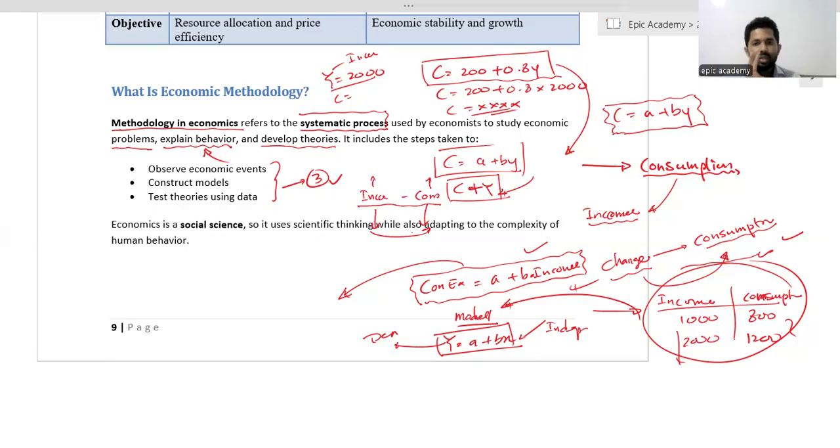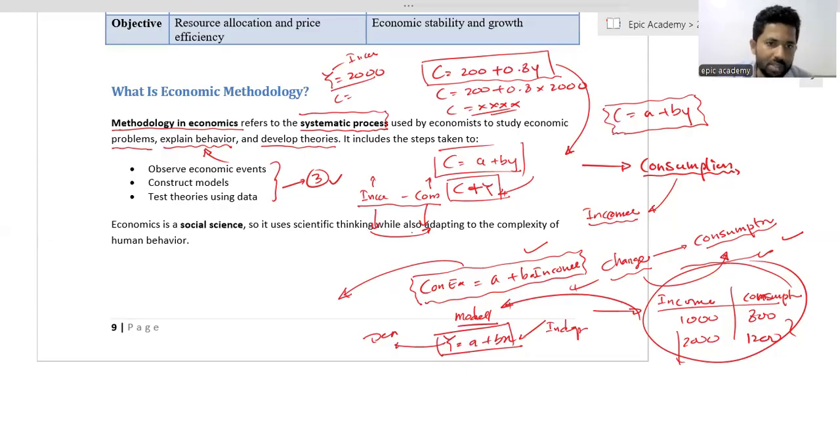It includes three steps taken to create the methodology. First one is observe economic events, something like generating income, consumption, saving, demand, supply, anything you can check to create any kind of methodology. Then construct a model, which I already discussed. And test theories using that data. Already you got the theories and you can test them by using the data or model.